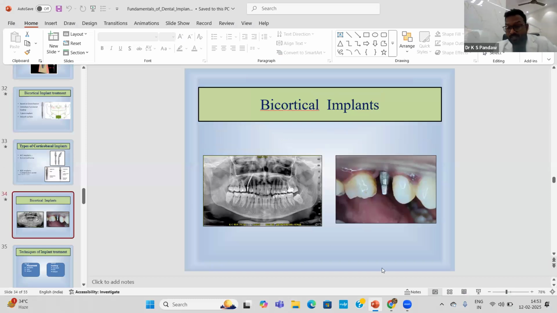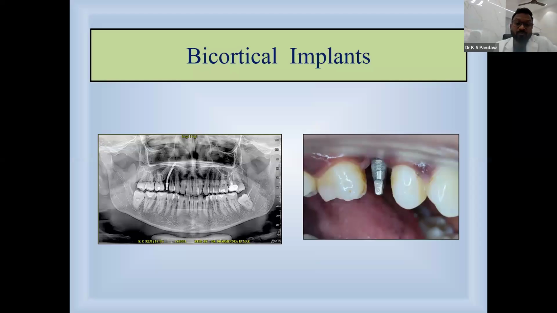But in this slide, you can see that I have replaced this premolar because the patient wanted an immediate solution. Bone is not there, so I placed this bicortical implant and engaged it into the nasal cortical and gave the prosthesis. So you can also use the bicortical implant, but in high stress bearing areas, we should avoid immediate loading implants.